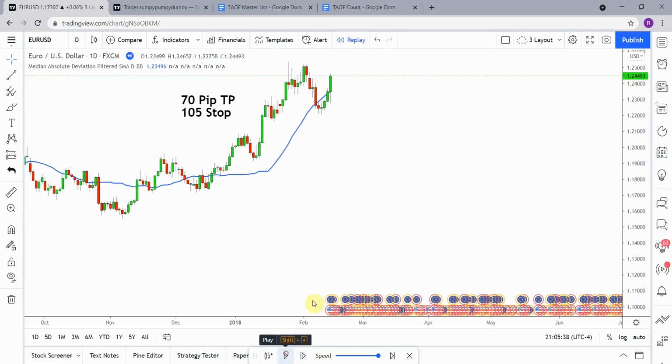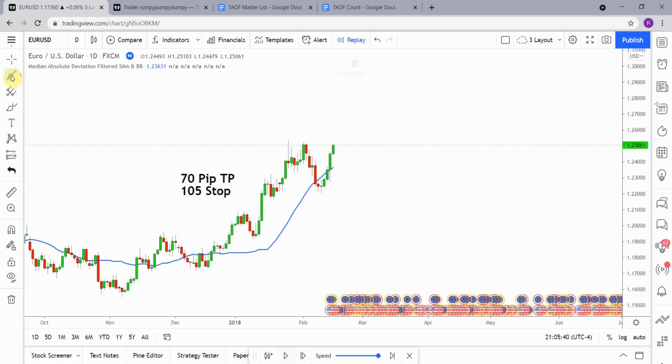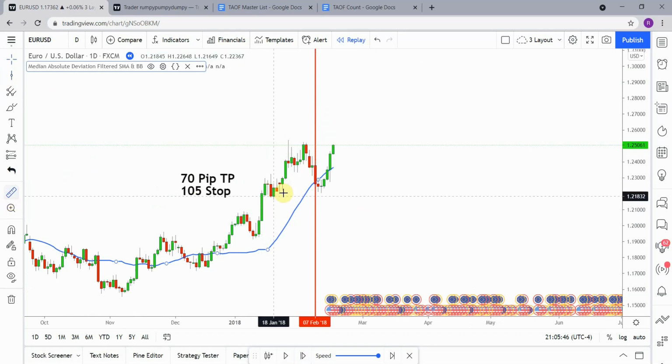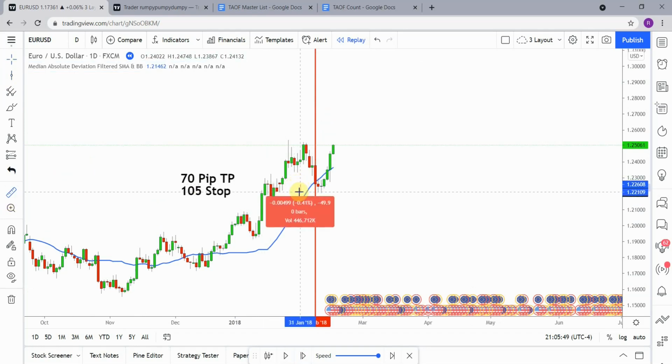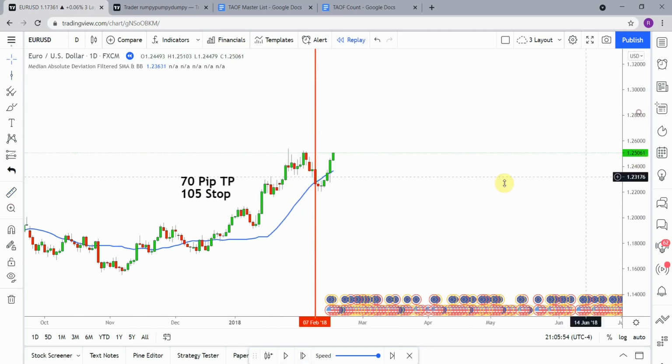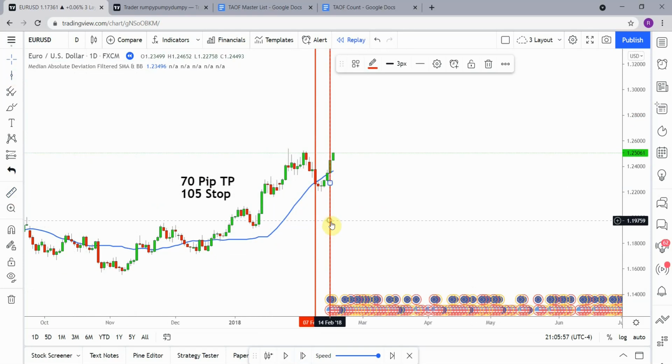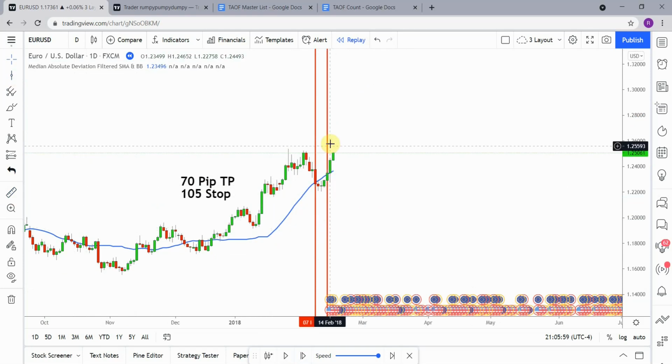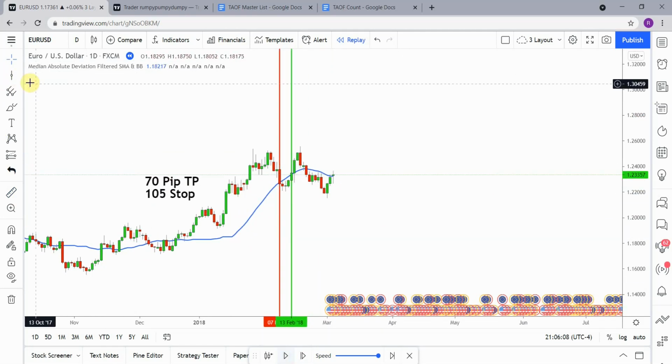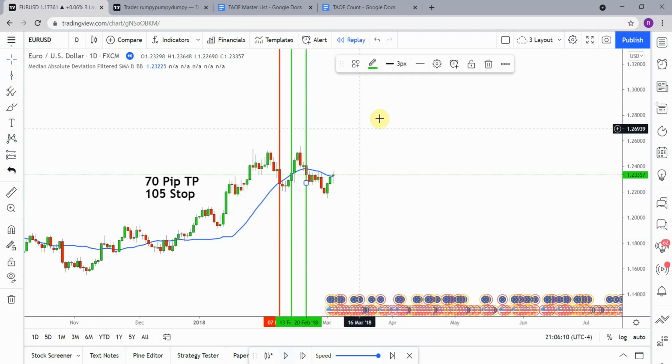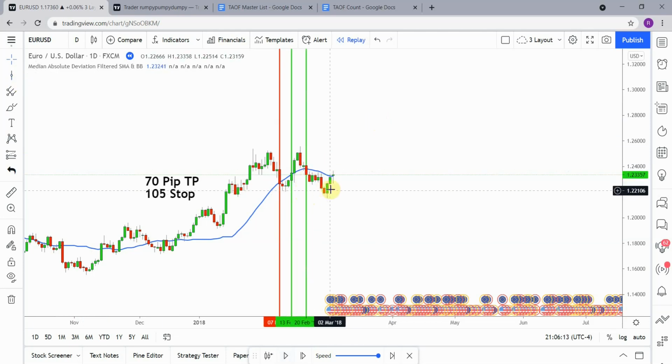Alright, so we get the first break to the downside right there on that one, and it looks like we were not able to get to take profit, barely missed the take profit. Then we get a break to the upside right there. But as you can see, that one did get us to take profit rather nicely. Then over here on this side, we pick up a break to the downside, and that one is also going to get us to take profit.